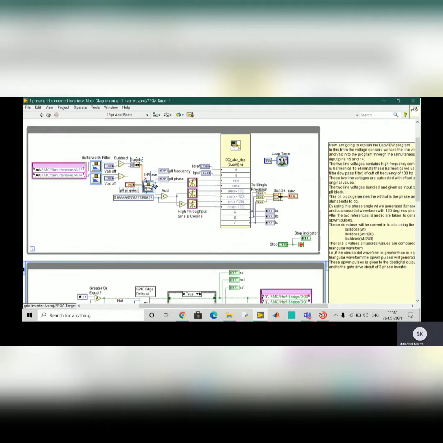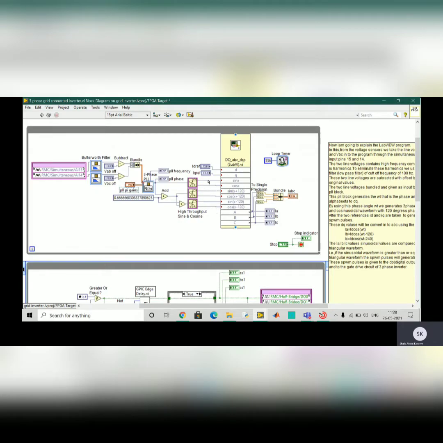So the generated omega t will be given to the high throughput sine and cosine generator blocks, which will generate the three-phase waveforms with 120 degrees phase displacement each. To provide that 120 degrees displacement, we are adding 120 degrees as 2 pi by 3 value to the omega t. So here we will get omega t plus 120 degrees and will be given to the sine and cosine generator block, which will generate sine omega t plus 120 and cos omega t plus 120. And in the next block, we will add another 120 degrees to get sine omega t plus 240 degrees or sine of omega t minus 120 degrees.